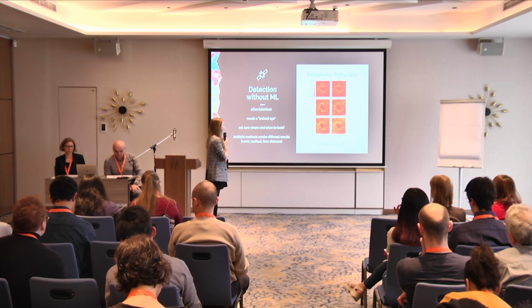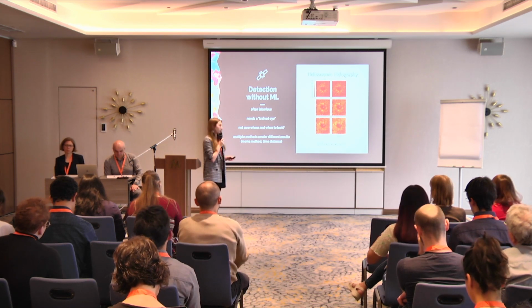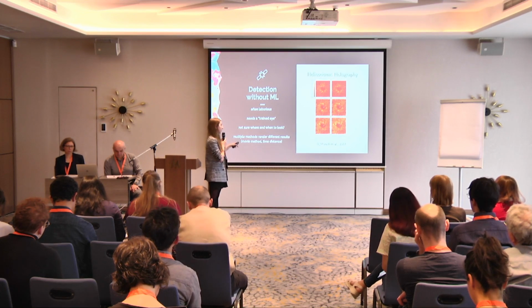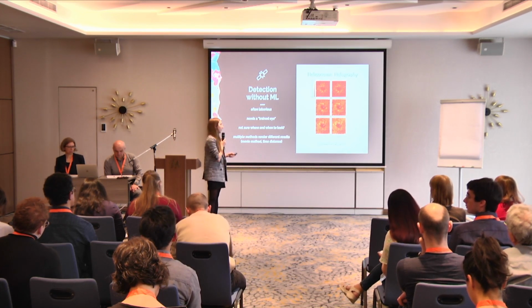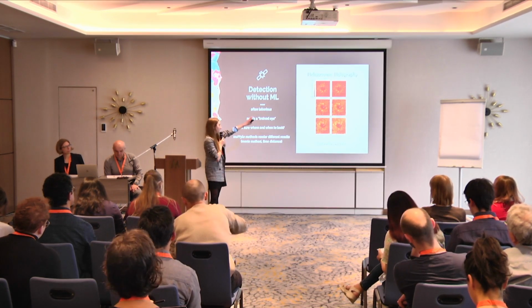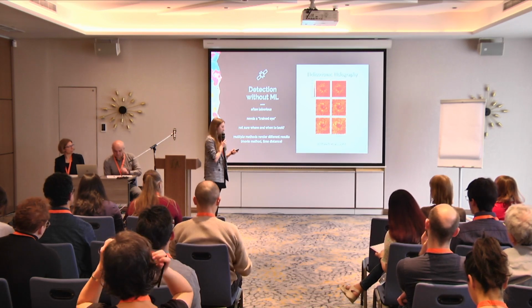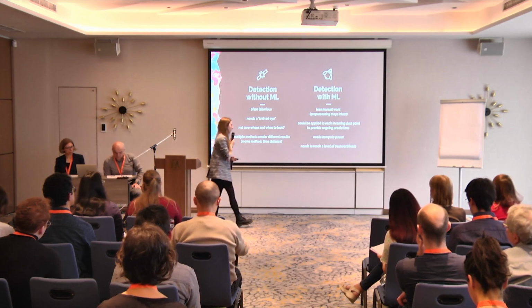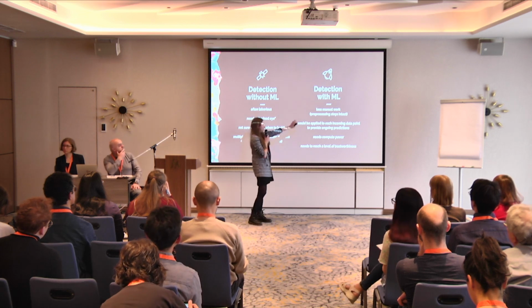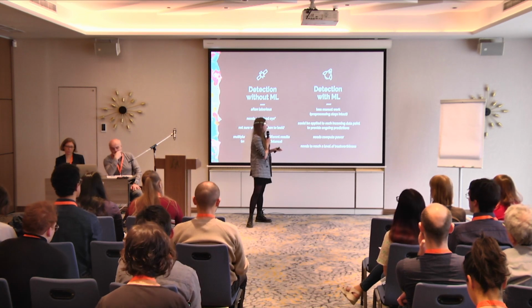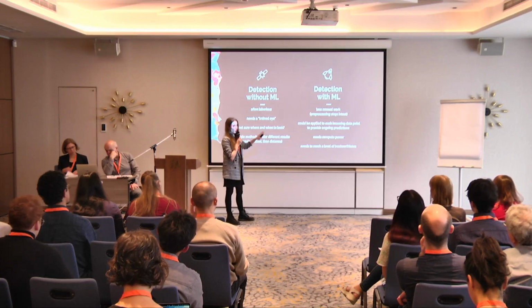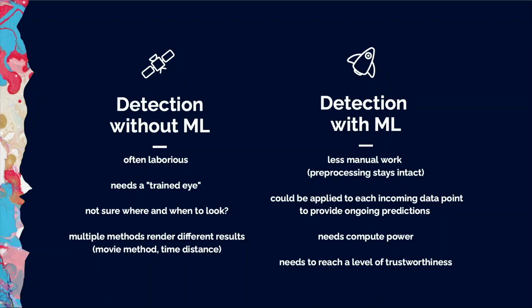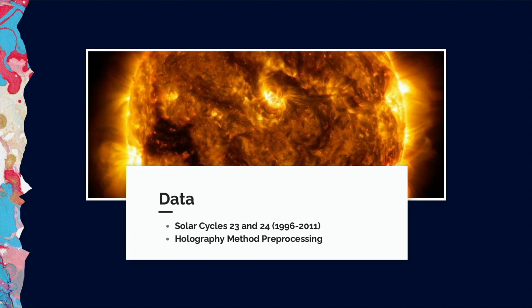Moreover, multiple methods do render different results. We have the movie method, time distance, and helioseismic holography. With our approach, we relied on helioseismic holography. Now, with machine learning, we want to definitely reduce the manual work. We want pre-processing to stay intact with the helioseismic holography. On the other hand, we do need some compute power to obtain this, and we do need to get a level of trustworthiness.